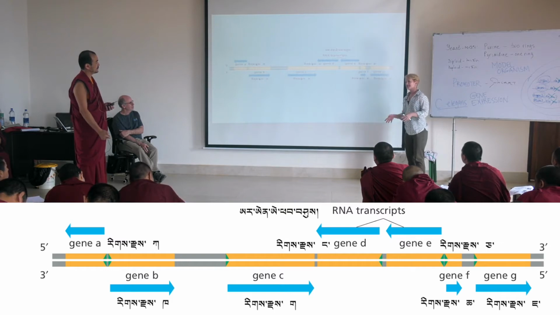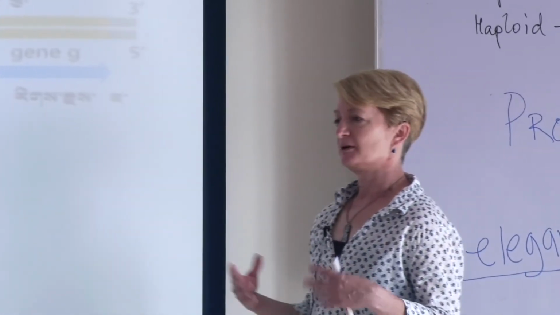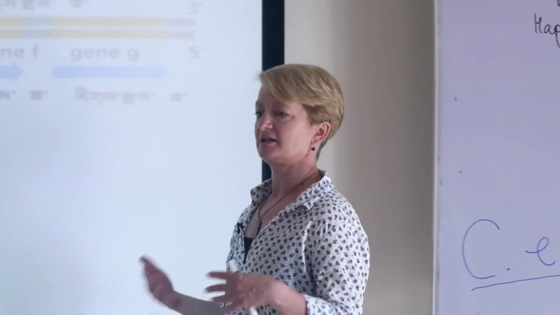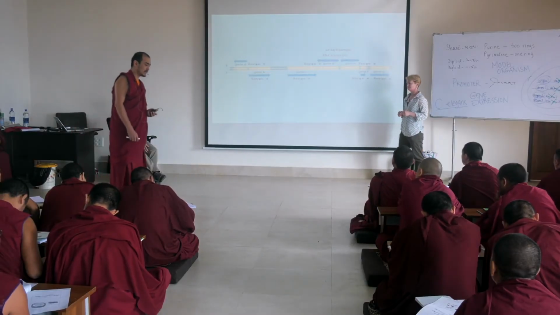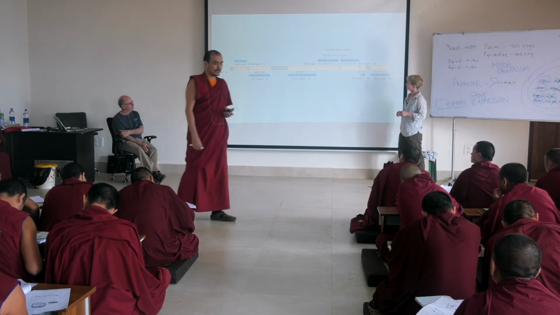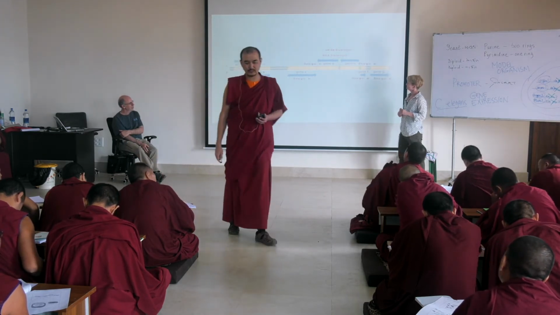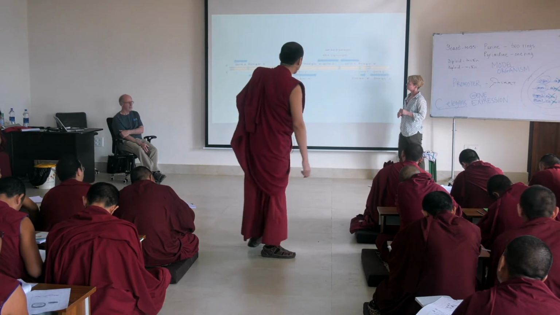And we have 25,000 genes in our genome, but we make hundreds of thousands of different types of proteins. Hundreds of thousands.